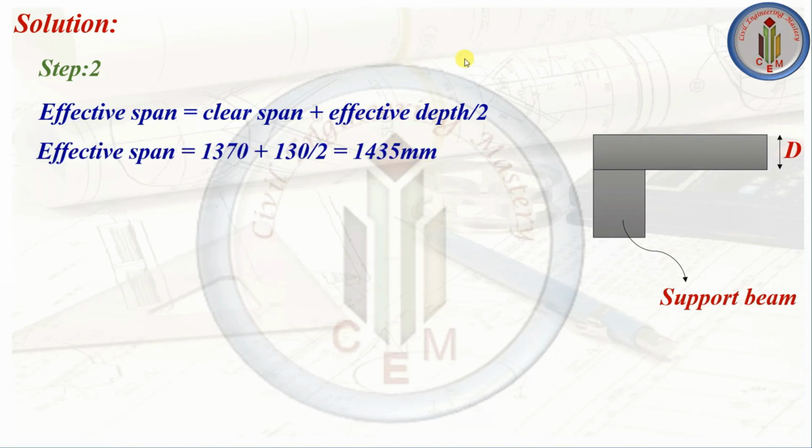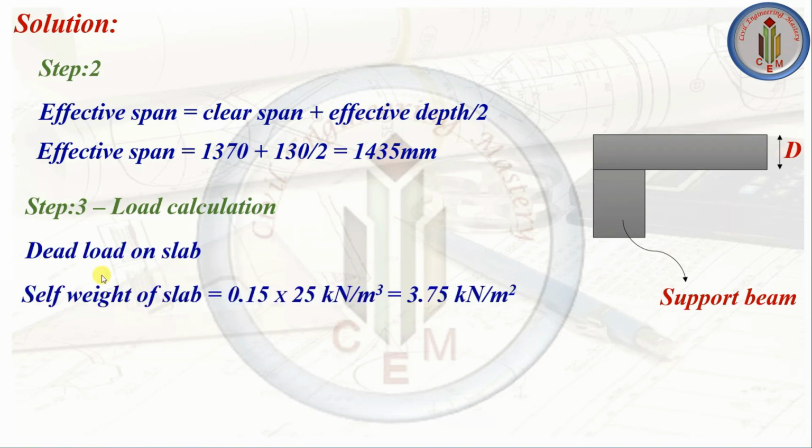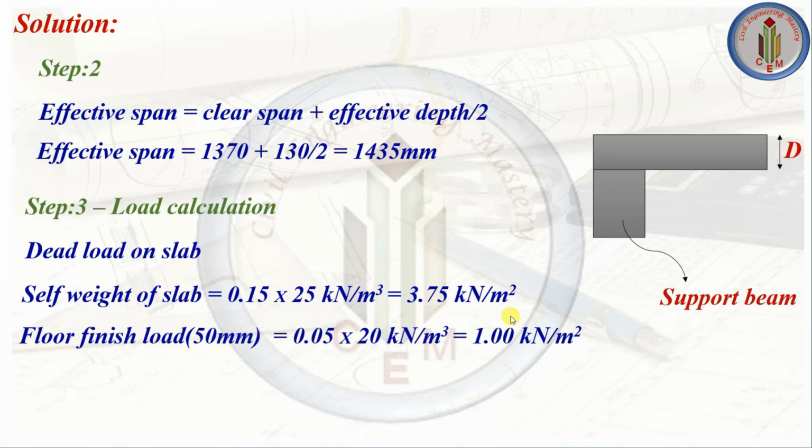The effective span for a cantilever slab is clear span plus effective depth by 2. We know the clear span is 1370, plus effective depth by 2, so we get an effective span of 1435 mm. In step 3 we need to find the load. What are all the loads coming on the cantilever slab? First we need to find the dead load, that is self weight. We took the overall depth as 150 mm multiplied by the unit weight of RCC, that is 25. So we get 3.75 kN per square meter.